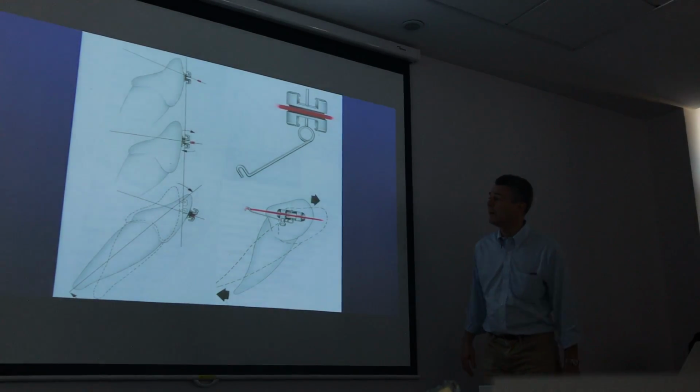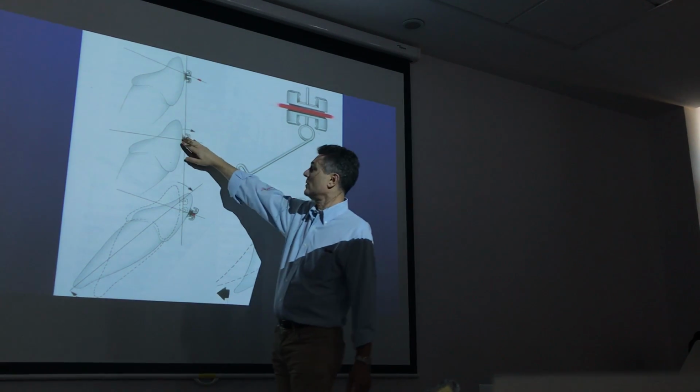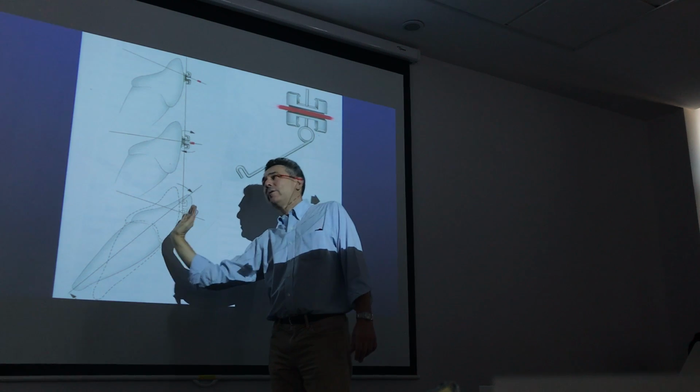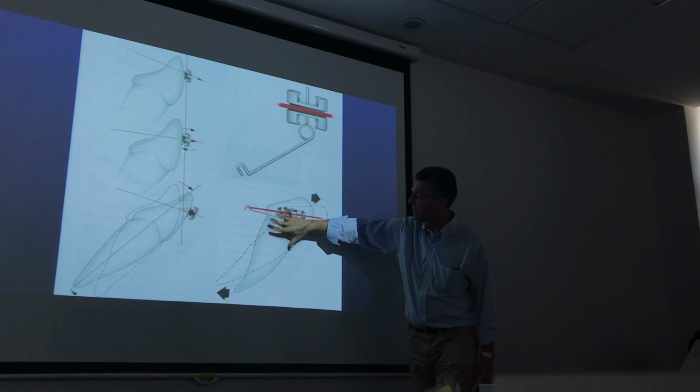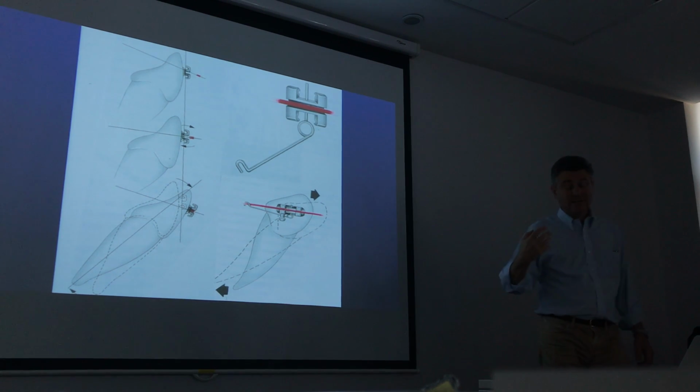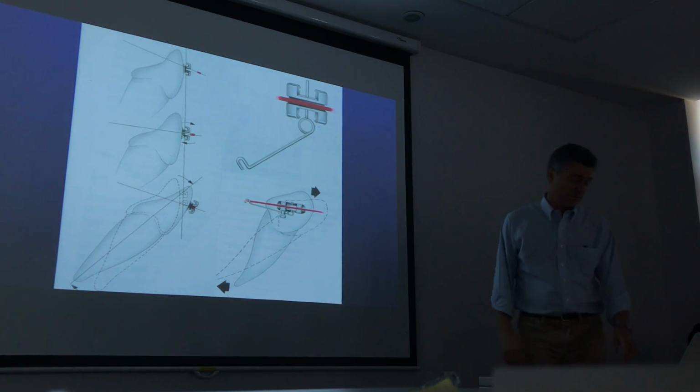What is the torque doing? The torque is trying to bring the teeth forward. What is the upright spring doing? It is consolidating the canine in the arch.